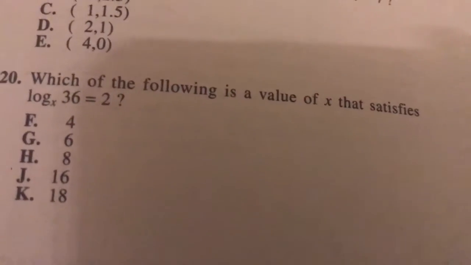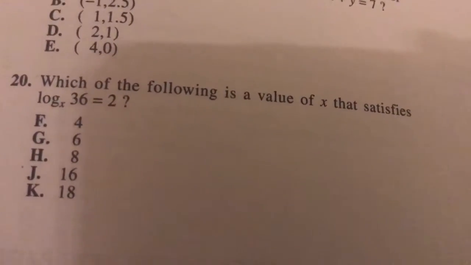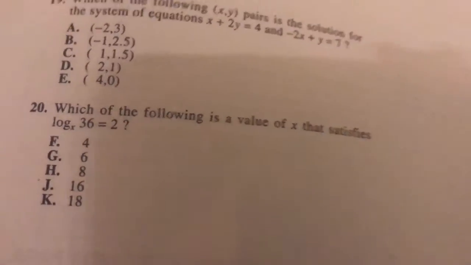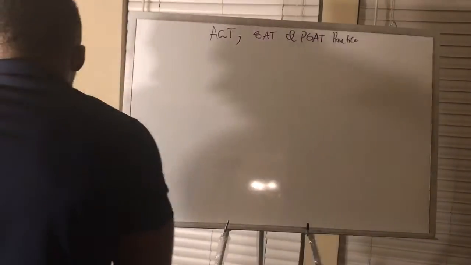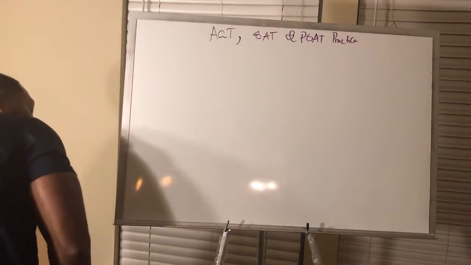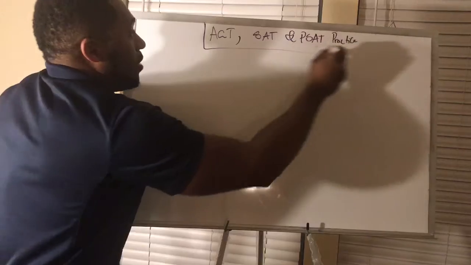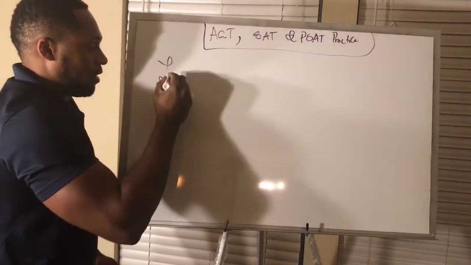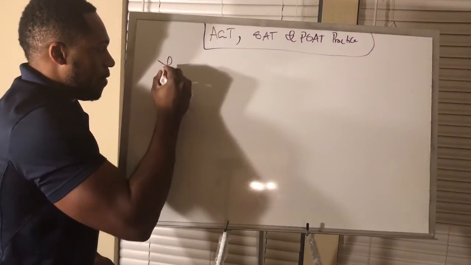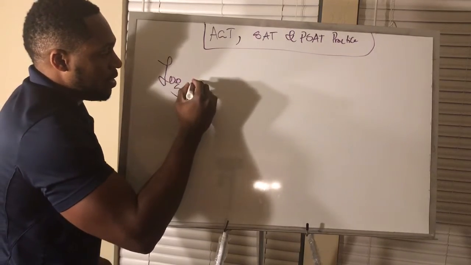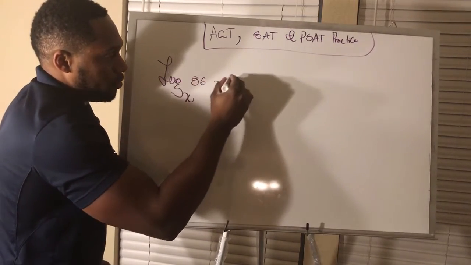I'm going to the wrong number. Let's do 20. This is this one right here. It says, which of the following is the value of x that satisfies log base x of 36 is equal to 2? So what we have here really truly is just knowing the definition of the logarithmic function. So we have log base x of 36 is equal to 2.